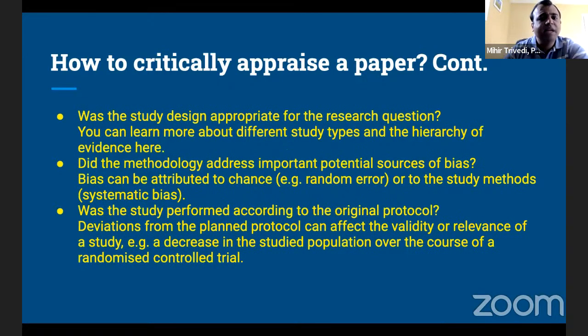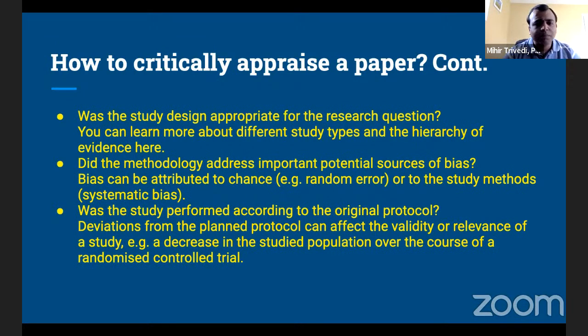Was the study design appropriate for the research question? You can learn more about different study types and hierarchy of evidence here also in this group. So, did the methodology address important potential sources of bias? Bias can be attributed to chance, for example, random error, or to the study methods, like systematic bias.